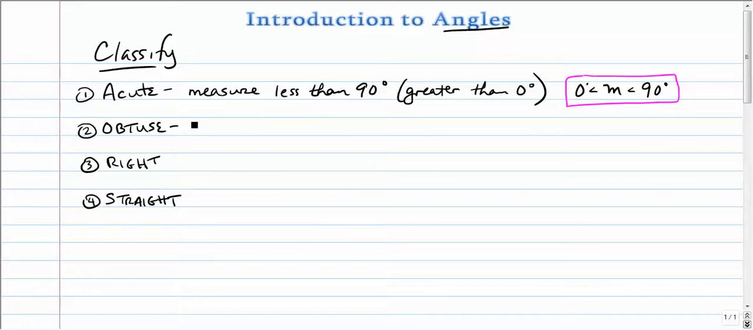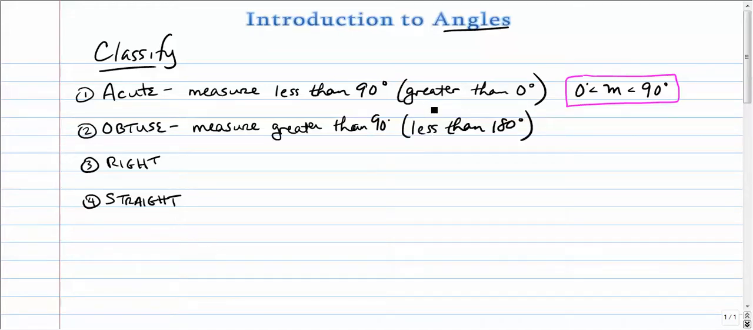An obtuse angle is an angle whose measure is greater than 90 but less than 180. So these are sort of the wide open angles. It has to be less than 180 but bigger than 90.